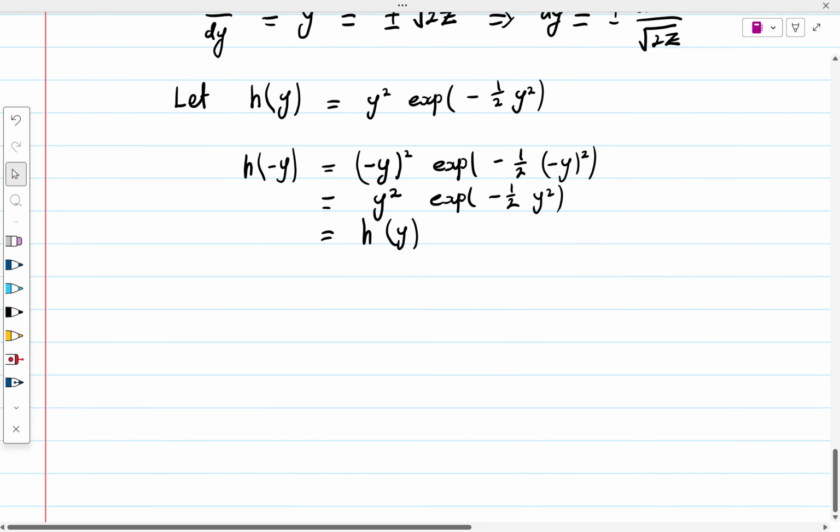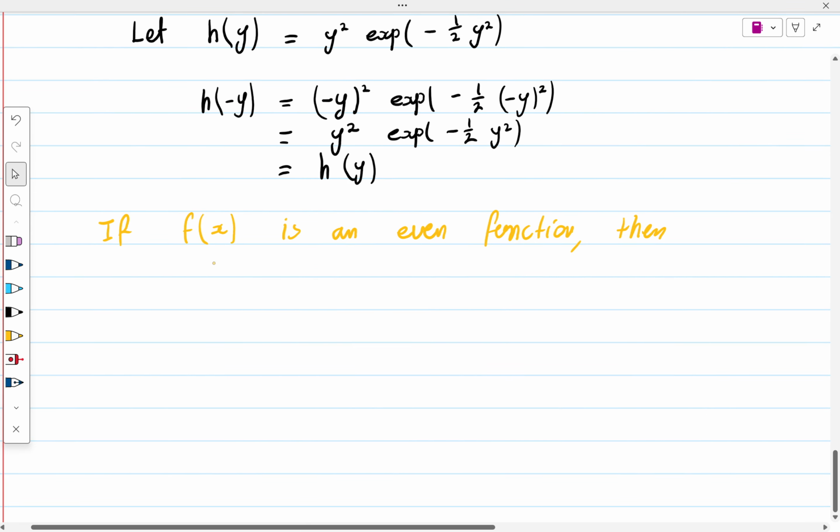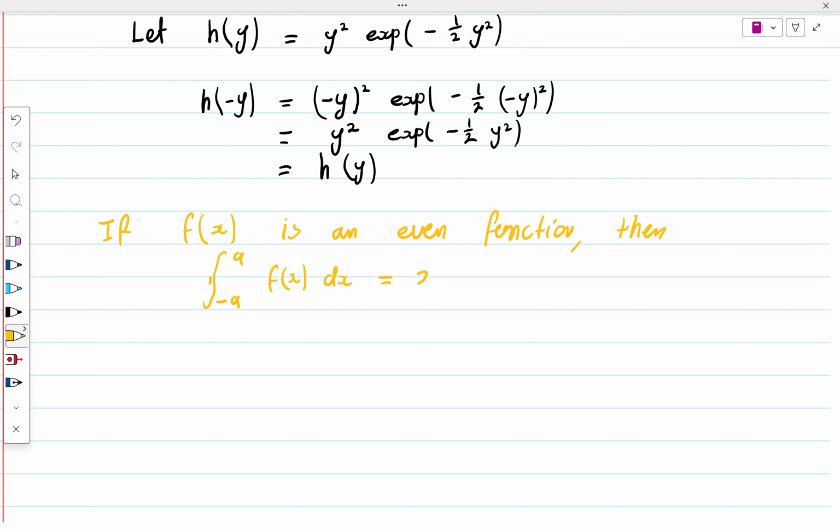Now, here is one of the interesting properties of an even function. So if f of x is an even function, then this can be said: the integral from negative a to a of f of x dx is equal to 2 times the integral from 0 to a of f of x dx.